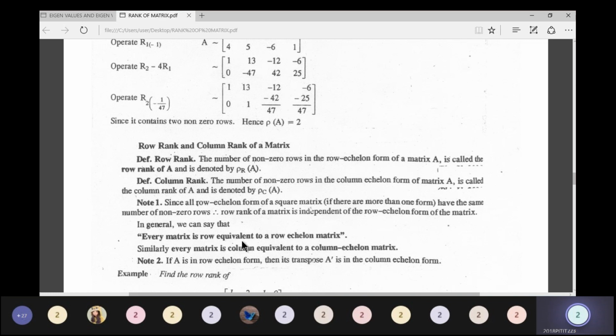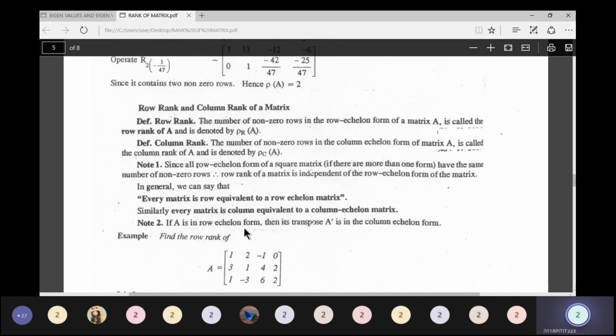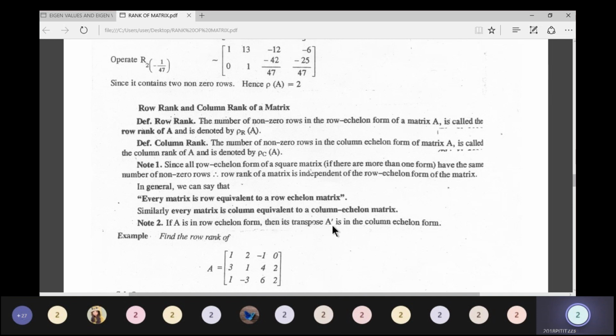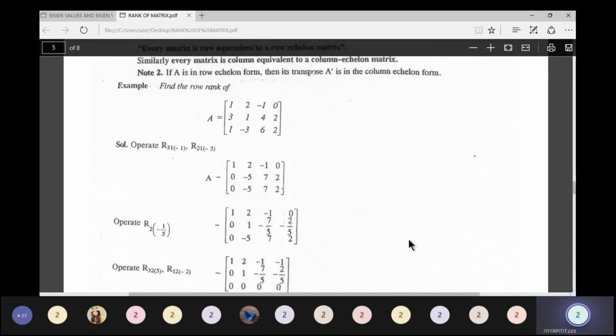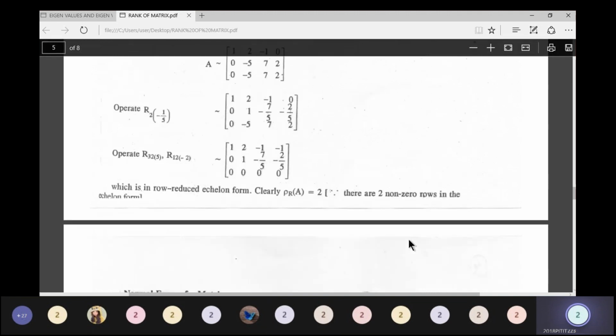Every matrix is row equivalent to a row echelon matrix. Similarly, every matrix is column equivalent to a column echelon matrix. If A is in row echelon form, then its transpose is in the column echelon form. So if you take the transpose, the row echelon form becomes the column echelon form. That's all. Okay. So this is the example.